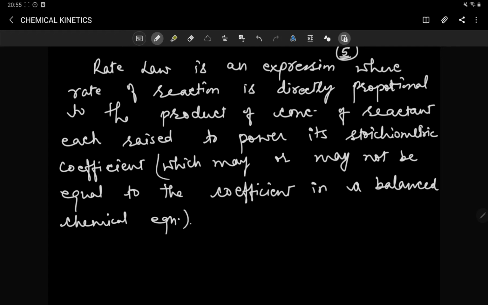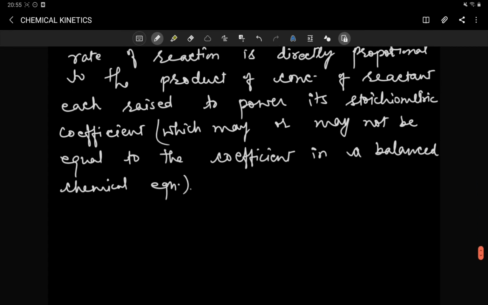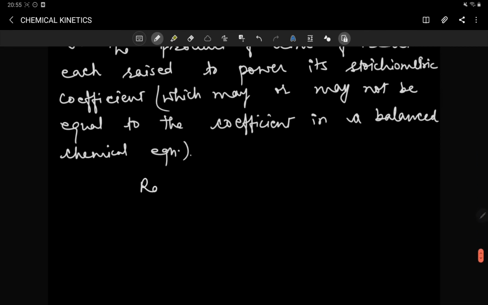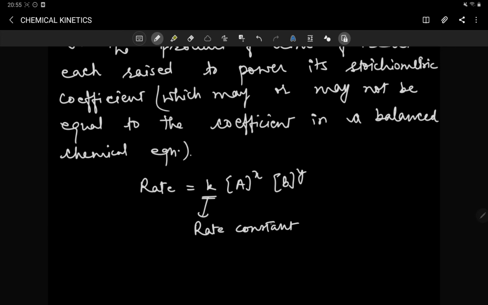Now here, if we remove this proportionality sign, then a constant will be introduced. So the equation will become rate is equal to k into [A] raised to power x into [B] raised to power y. Now what is this k? k is the proportionality constant, which is also called the rate constant. This rate constant depends on temperature, it varies with temperature. If you change the temperature of the reaction, the k value will change. Otherwise, it is the same for the entire reaction.